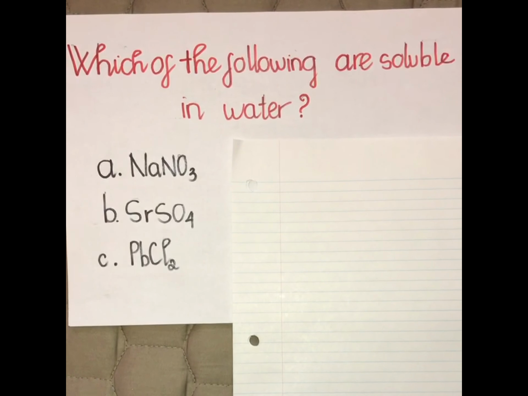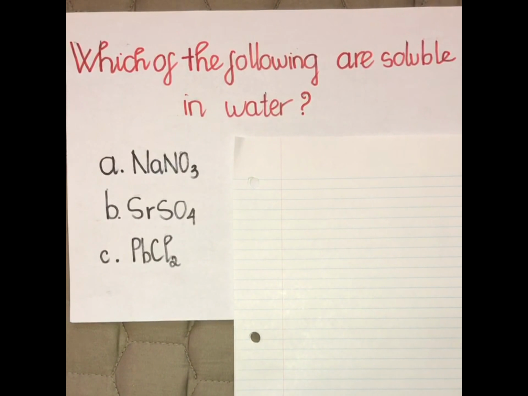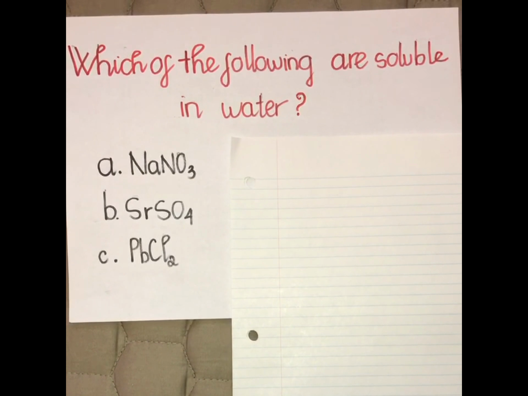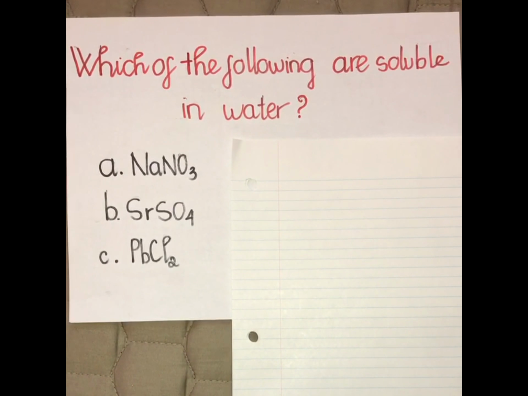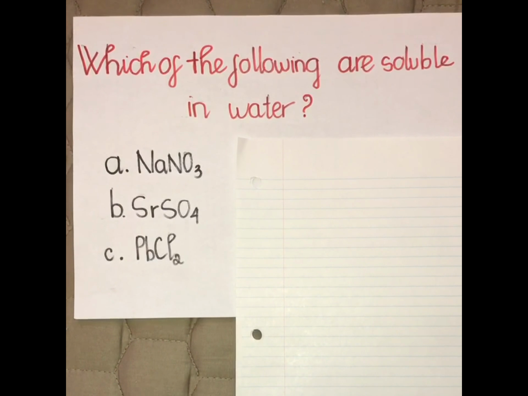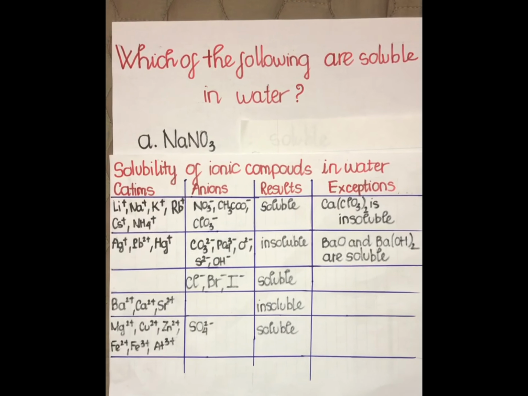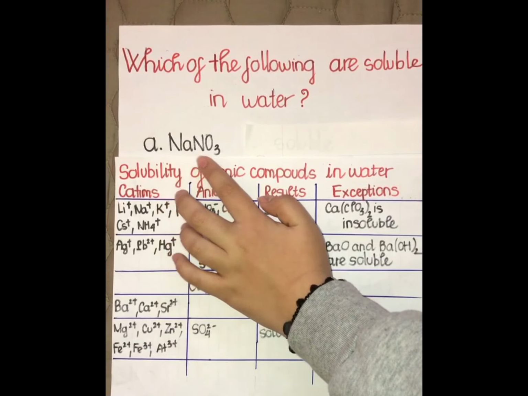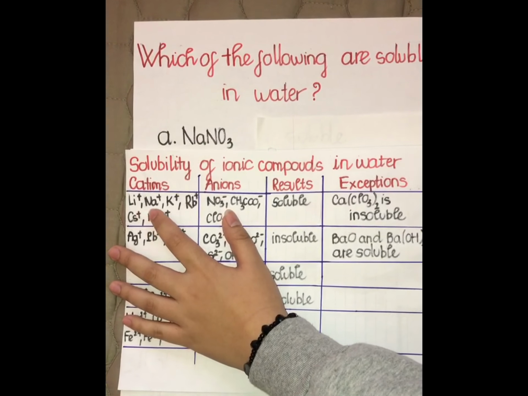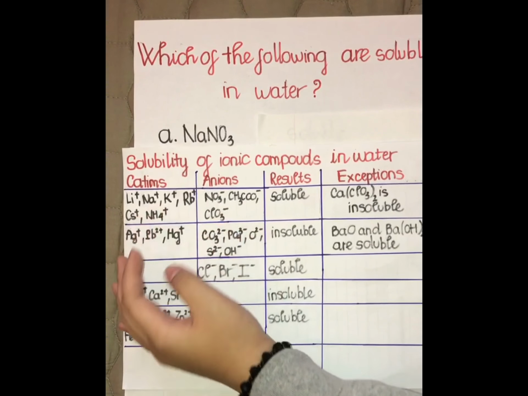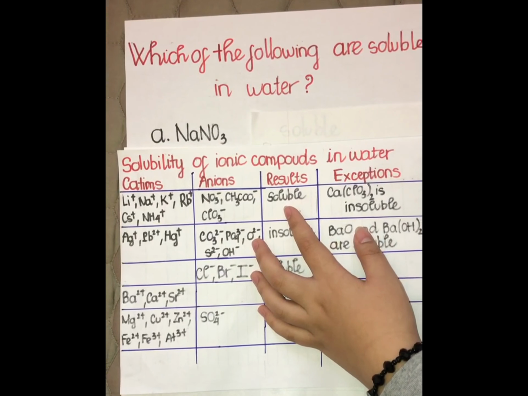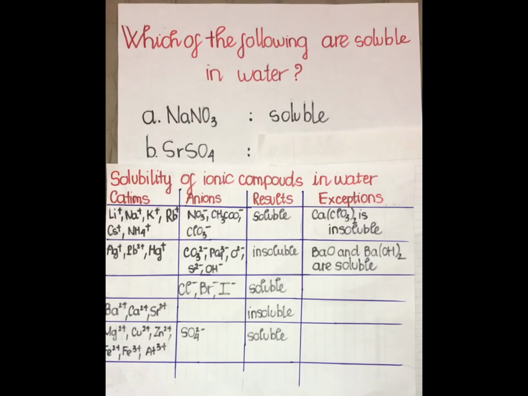Next, I will give you guys some small examples. Which of the following are soluble in water? A. NaNO3, B. SrSO4, C. PbCl2. A. We have NaNO3. As you guys can see on the table, we have a cation Na combined with anion NO3 will give us the result of soluble. So the answer is soluble.